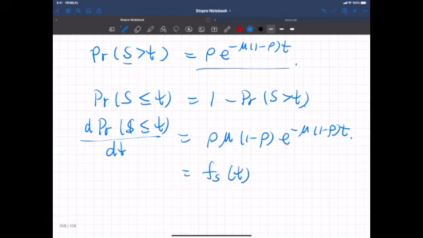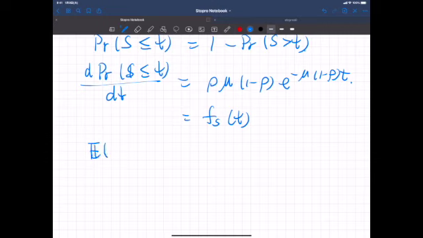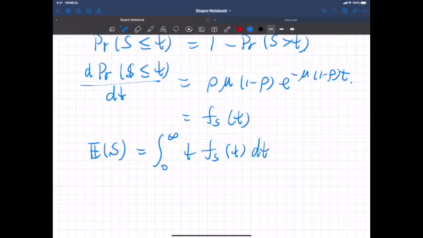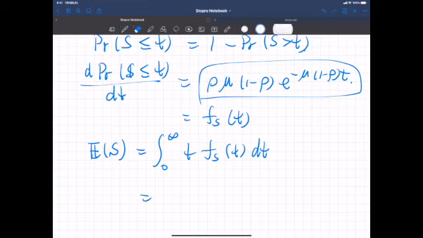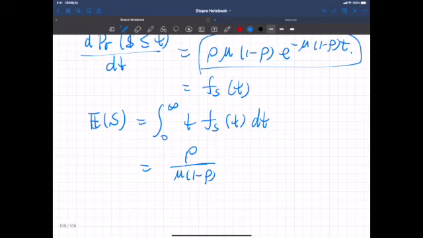Using this density function, the expectation value of waiting time, irrespective of the number of customers in the queue, is given by this: the integral from 0 to infinity of t times fs of t dt. And if you plug in this expression and calculate the integral, it should be, let's see, rho over mu (1 minus rho). Okay, so try to derive this result.